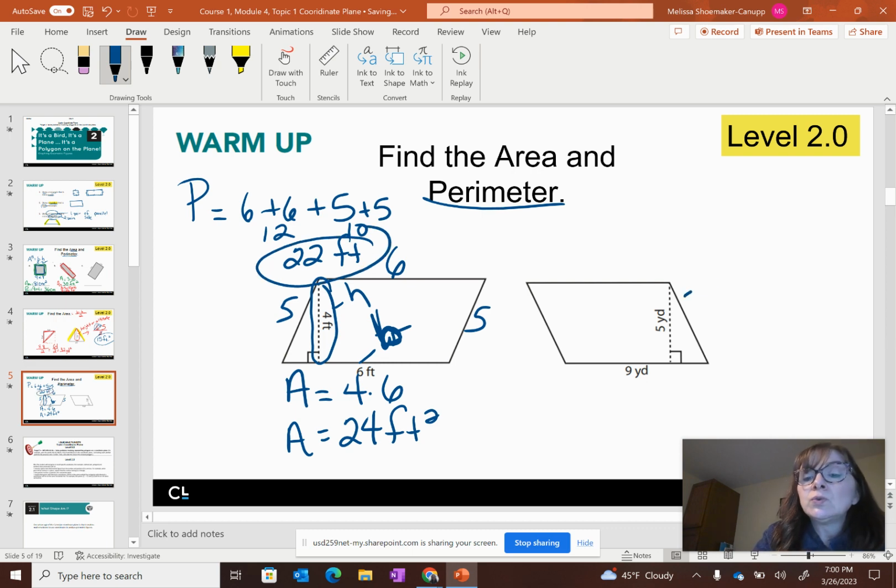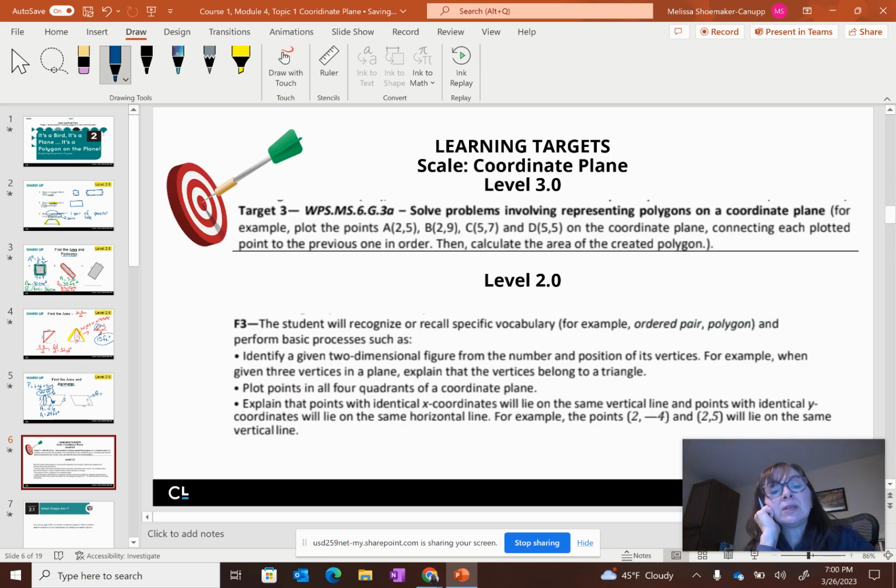You just find the area of this. So pause the video, find the area, raise your hand, let me check in. Then go ahead and do the level 2 practice because it's all about finding the area of shapes. Good luck. I'm going to keep moving to get to the target 3.